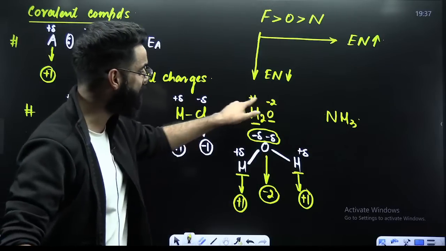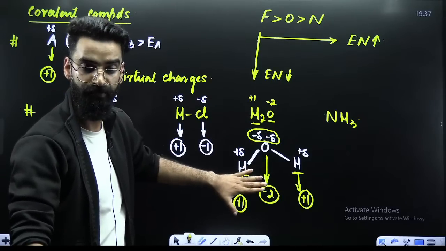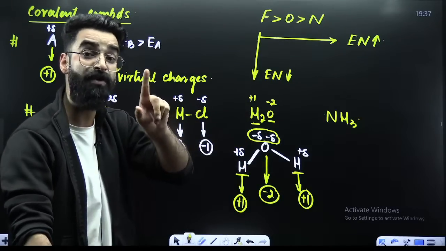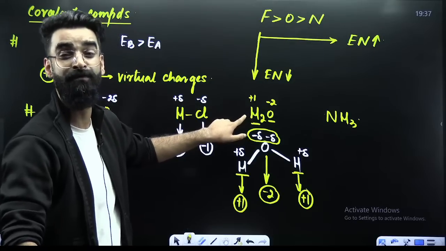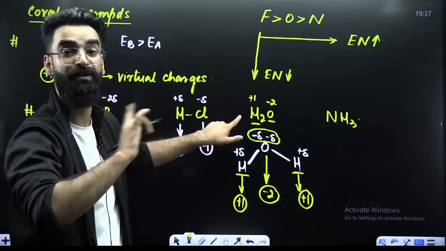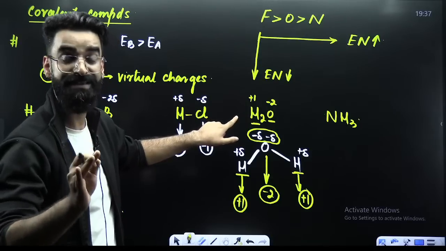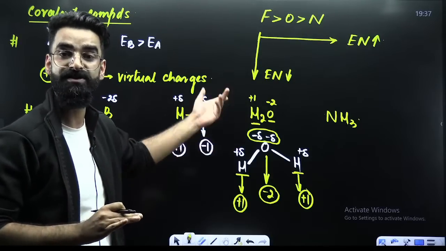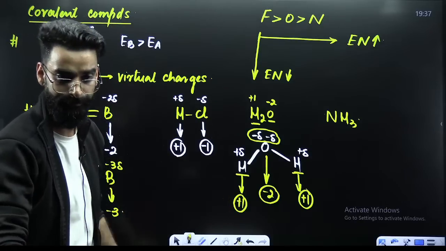So these are the oxidation states of hydrogen and oxygen in case of water. Perfect? Oxidation state is defined for one atom of an element. So if I'm asking you what is the oxidation state of hydrogen in water, that means I'm technically asking you what is the charge present on one atom of hydrogen in case of water. And the charge present on one hydrogen atom in water is +1.